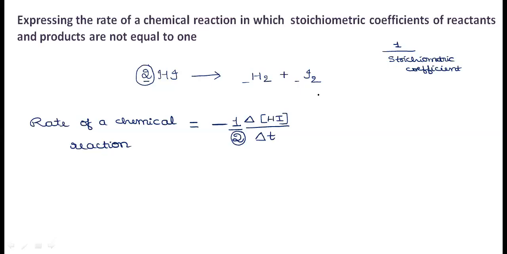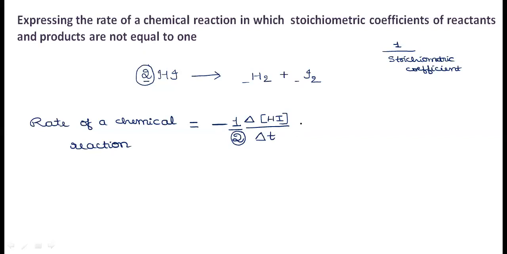So we need to take 1 divided by the stoichiometric coefficient of either a reactant or a product if it is not equal to 1. So if it is equal to 1, it is indicated 1 by 1 is 1. Hence, no need to mention that. So hence, other than 1, if stoichiometric value is there, then definitely in the definition of rate or expression of rate, we need to take its stoichiometric value. Otherwise, it will be wrong.